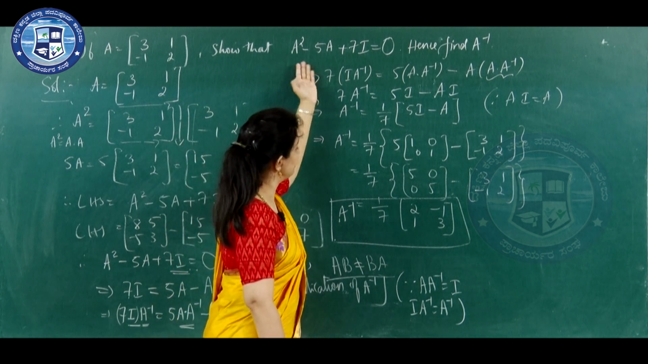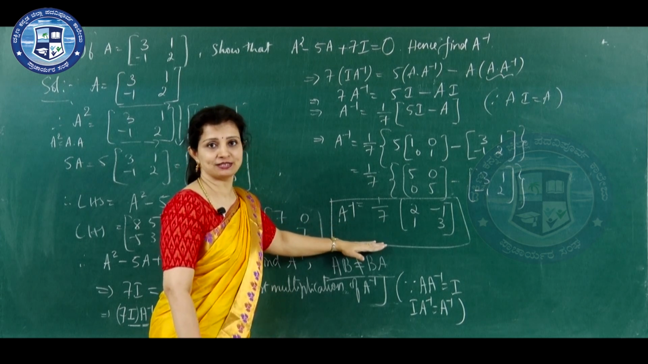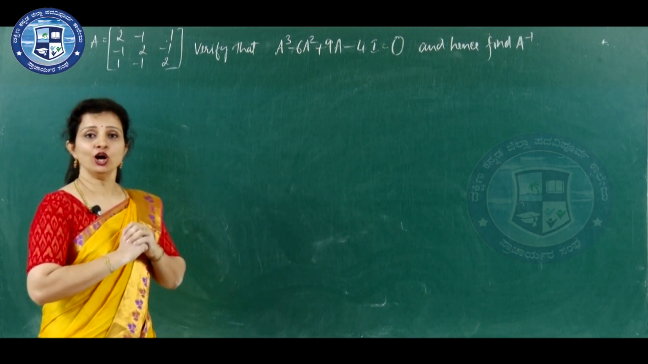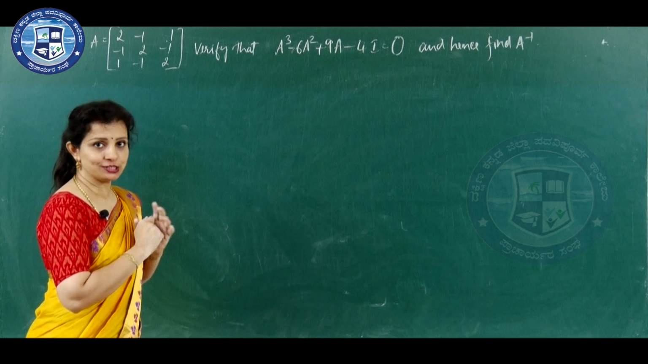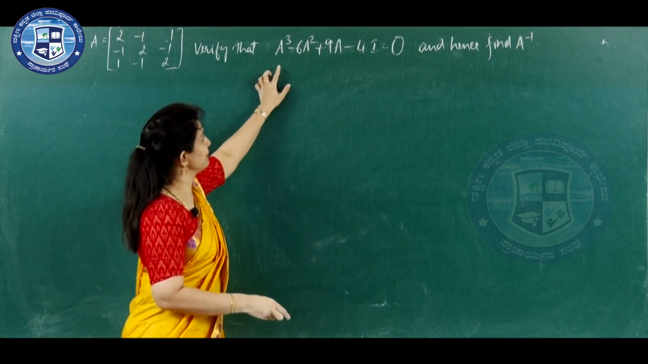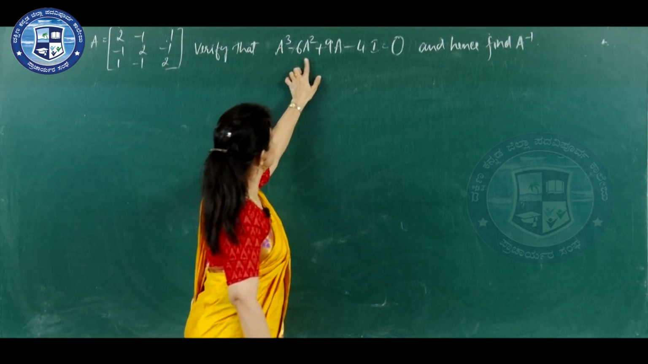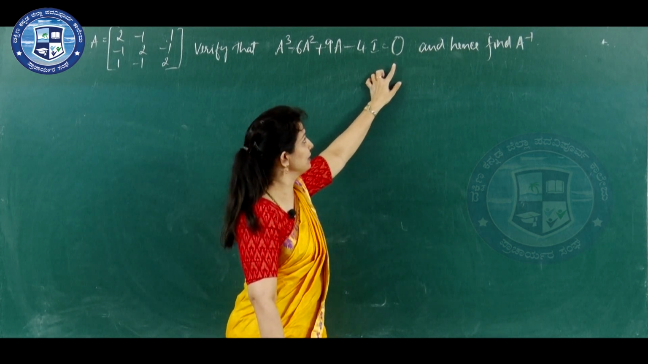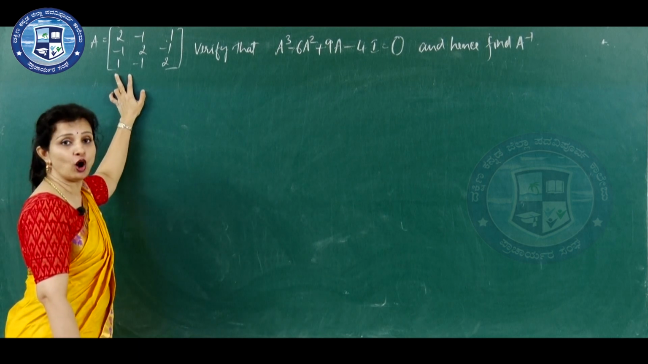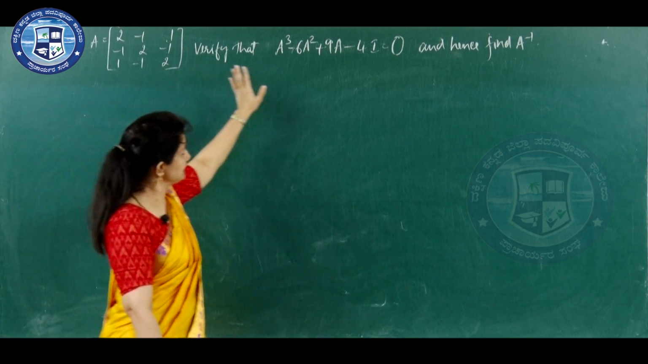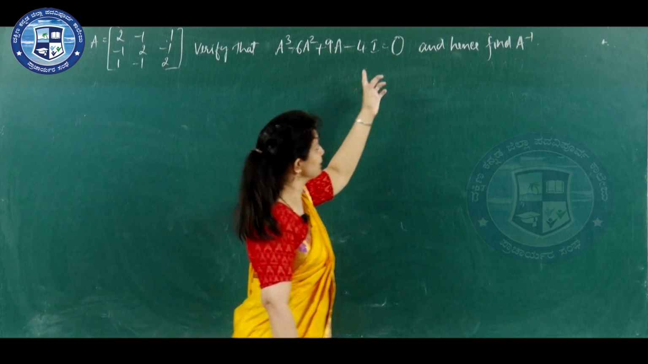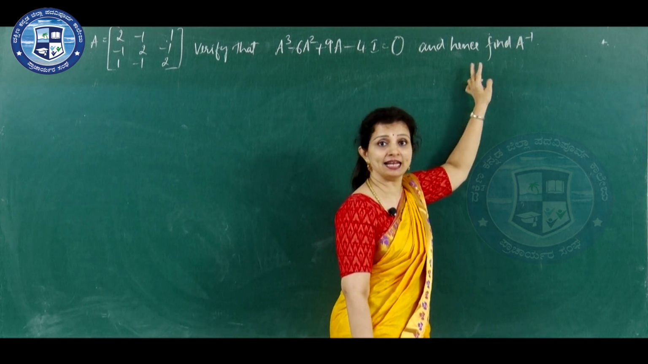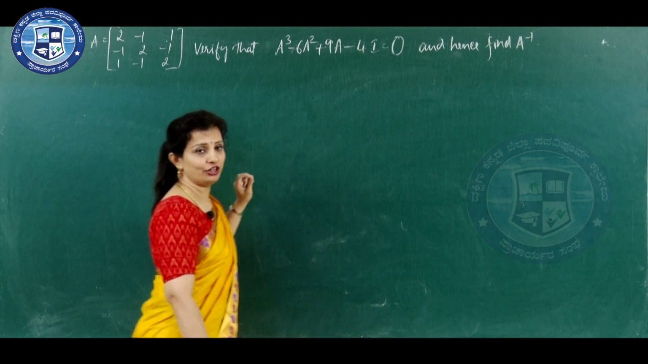So here we found A inverse using the equation which we proved already. First we proved the equation, and from that we found A inverse. Similarly, how to find the inverse of a square matrix if the equation is given as A cube minus 6A square plus 9A minus 4I is equal to the null matrix, where A is a square matrix of order 3? Using this equation, first prove it, and hence find A inverse.